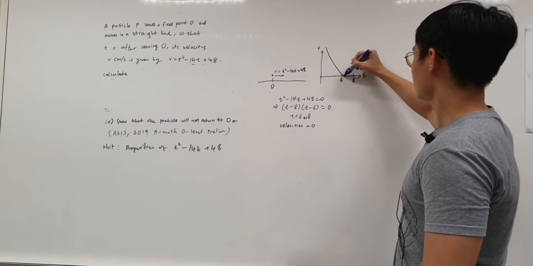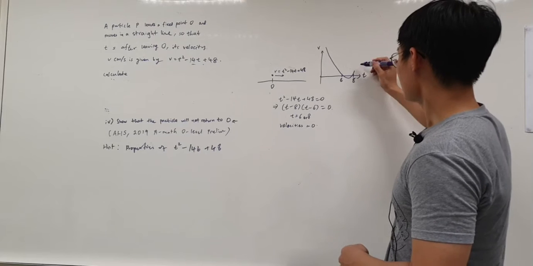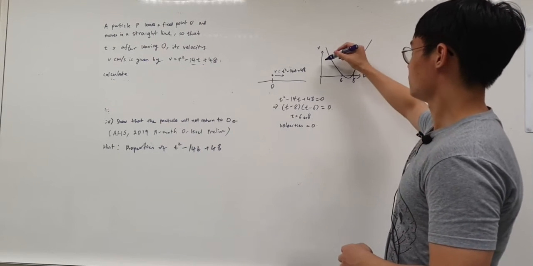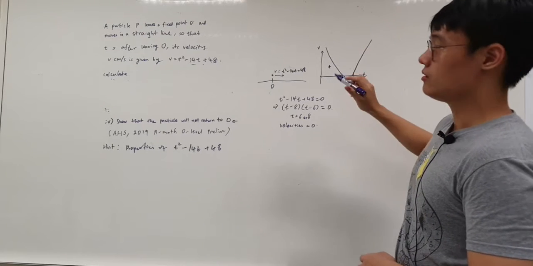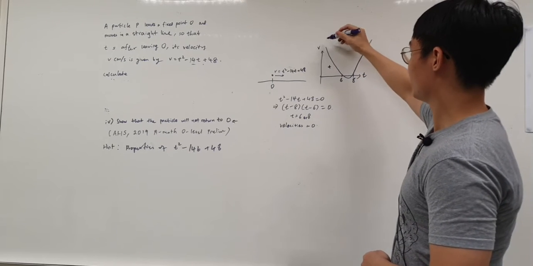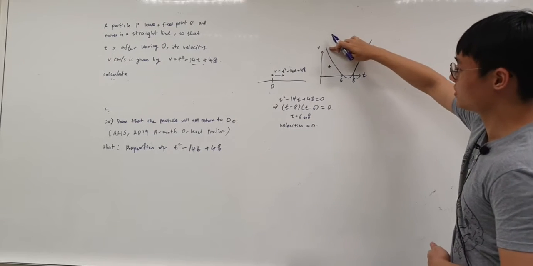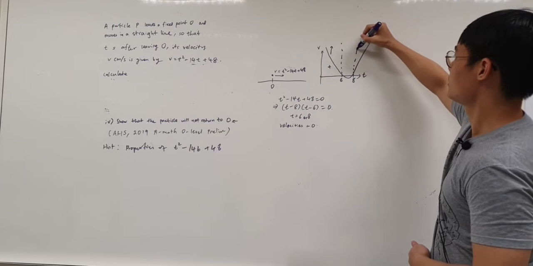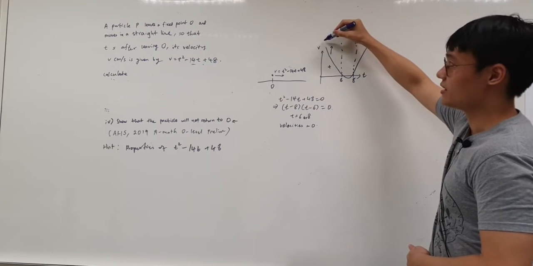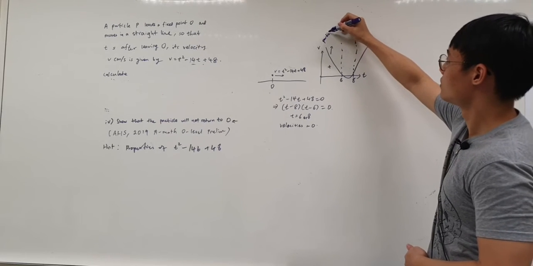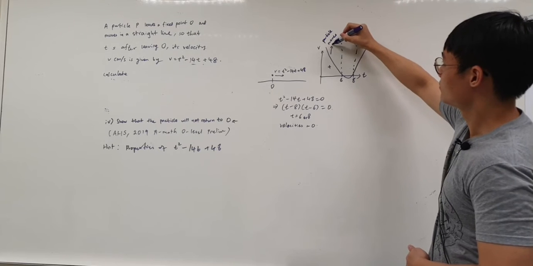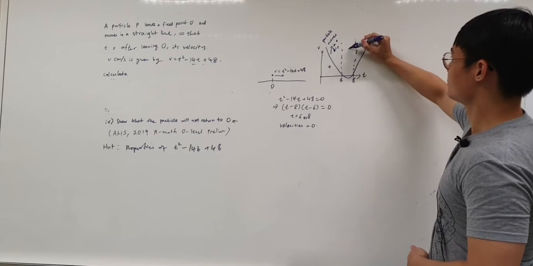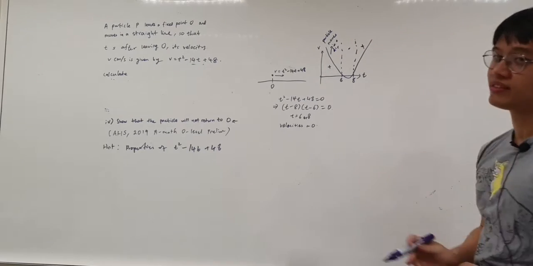By looking at this graph, we can see that here we have a positive value. This is where the particle moves in the positive direction. Let's split this up. This is when your particle moves in the positive direction. And here is the negative, and here is positive again.